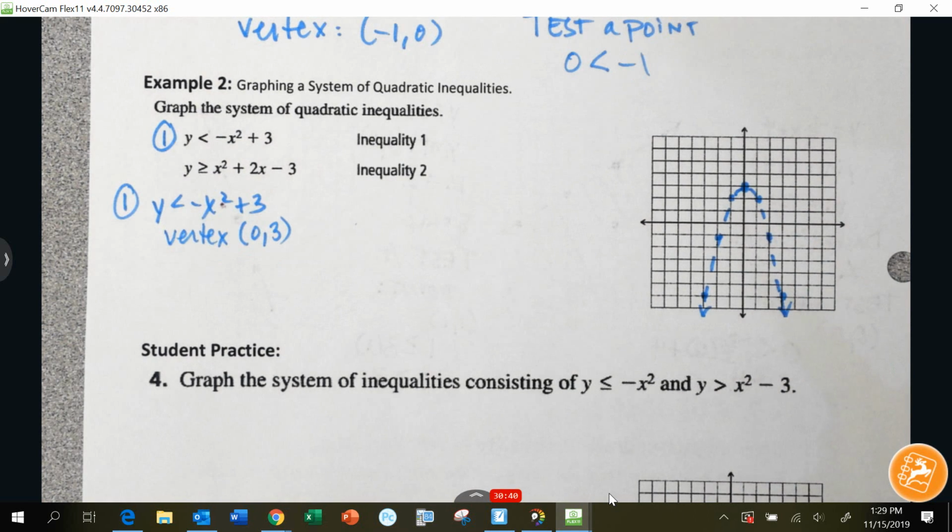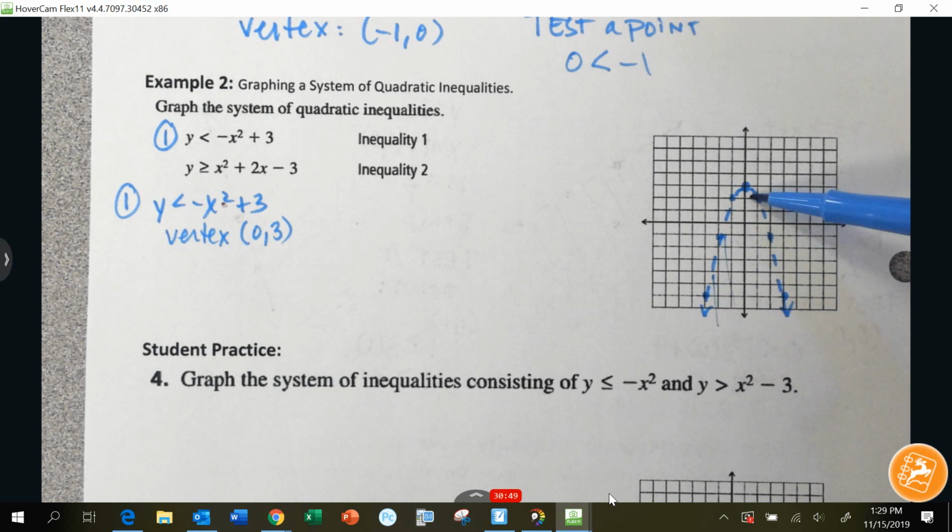What I like to do when I have two things happening, well, there's two ways you could do it. I don't like to make the shading super dark. I just might make it really light.